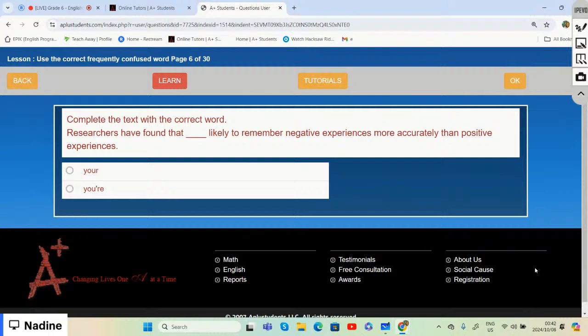All right, the next one says researchers have found that, do we say your or you're, likely to remember negative experiences more accurately than positive experiences? So option one, your, or option two, you're. Which one is correct?